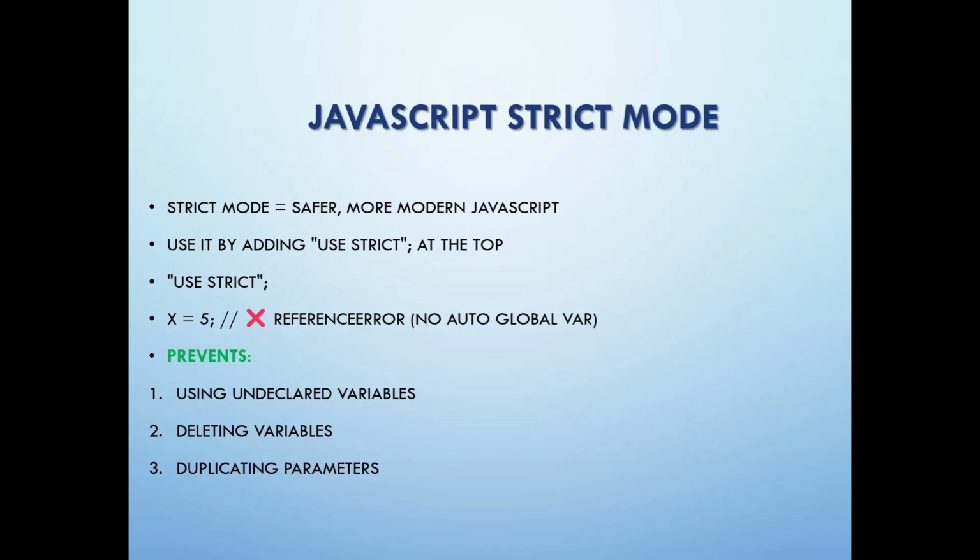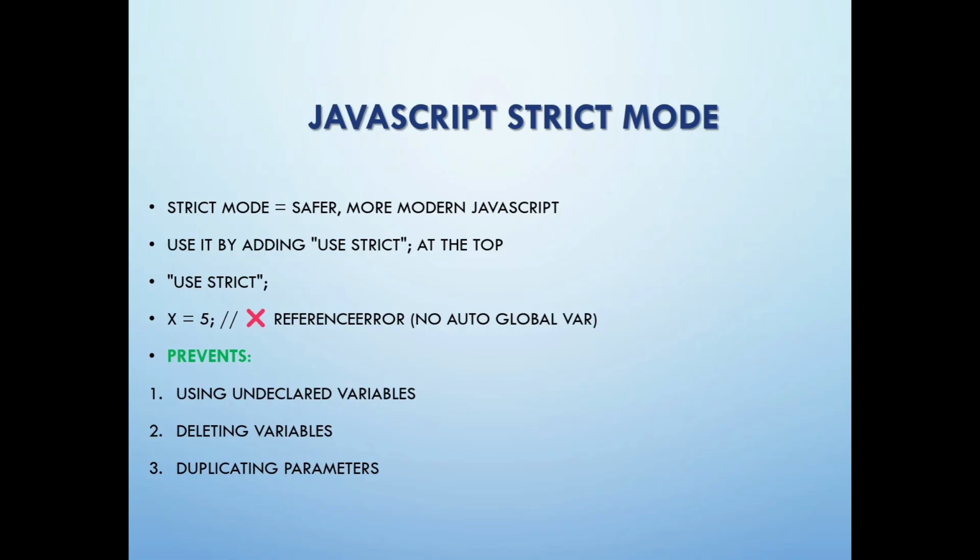Strict mode is nothing but a safer way of writing modern JavaScript. Use it by adding "use strict" at the top of the code. Here I am taking one simple example. I am using use strict, and next I am taking the value of x as 5. It gives an error, a reference error, because strict mode prevents using undeclared variables and deleting a variable. It will not allow duplicating parameters also. This is about strict mode.